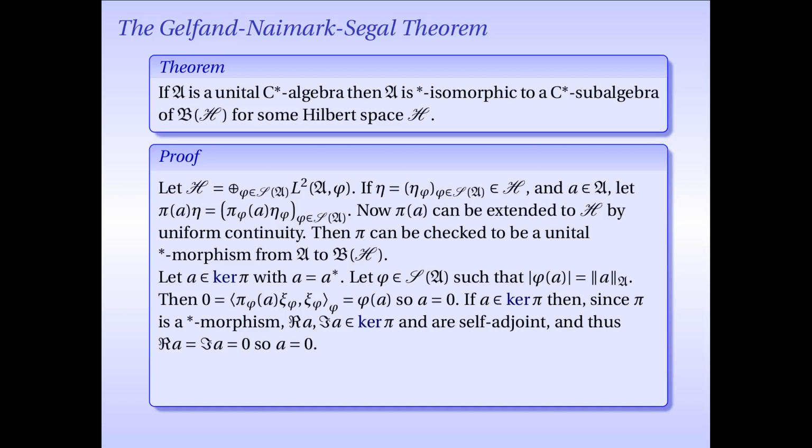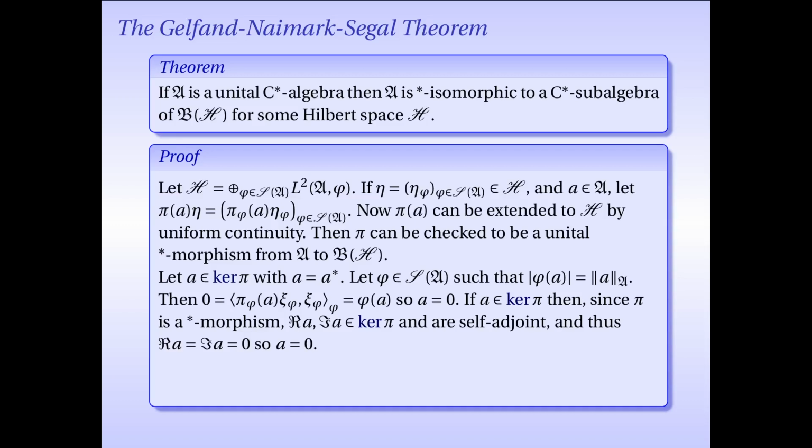Well, let's first take A in the kernel of pi, and prove that A must be 0, but I'm going to first work with A self-adjoint. So let's take A in the kernel of pi that's self-adjoint. What does that mean? It means pi of A is 0, but if you look at the definition of pi of A, it means that for any state phi, pi sub phi of A must be 0. Well, that's easy enough. And then we say, okay, but among all the states of the C-star algebra A, there is a very special one, which has the property that the absolute value of phi of A equals the norm of A.